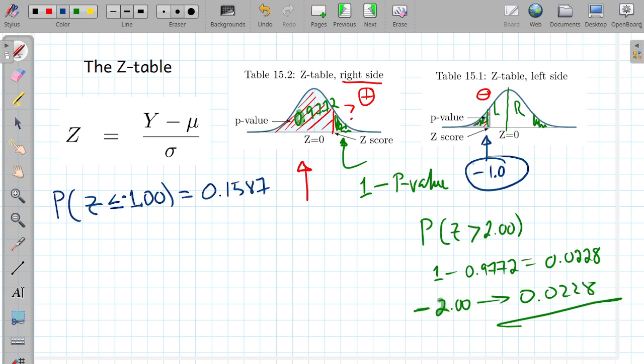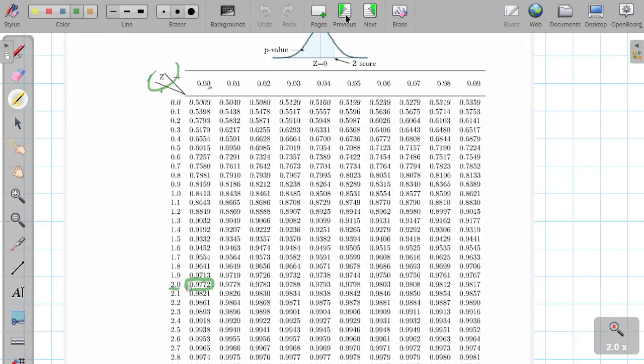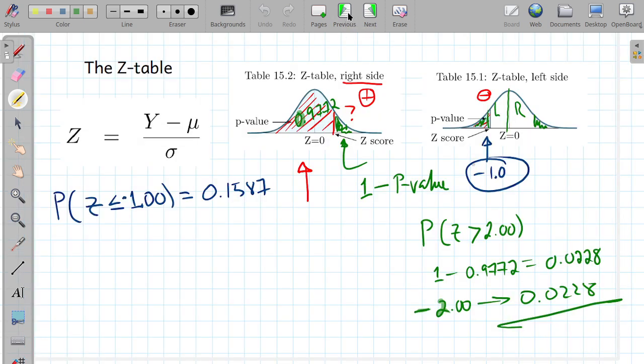Well, let's check that. Let's go back to Mr. Marker. Okay. Here is negative 1.00. And there it is, 1587. That's the area to the left. So if I wanted to answer the question, what is the probability of an observation producing a z-score of negative 1.00 or smaller? My answer is this. Easy enough. Let's try another one.